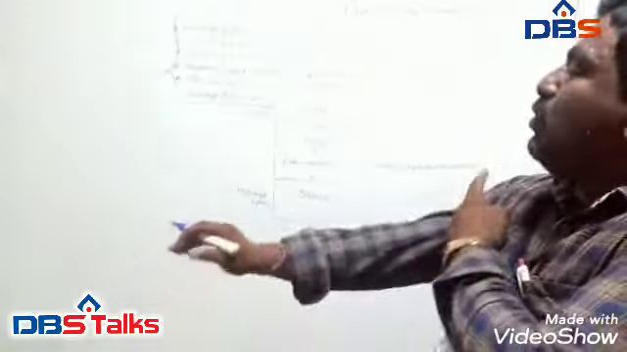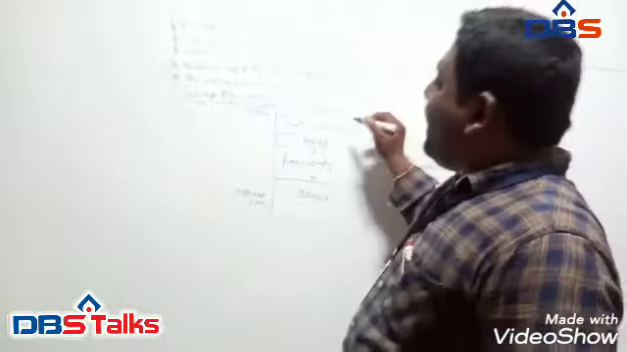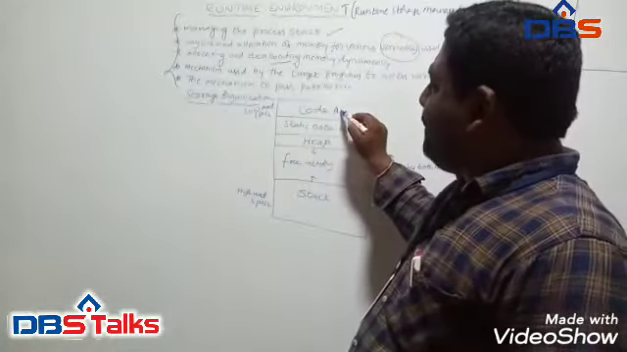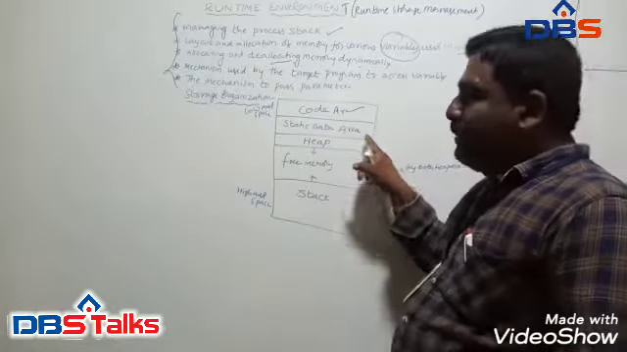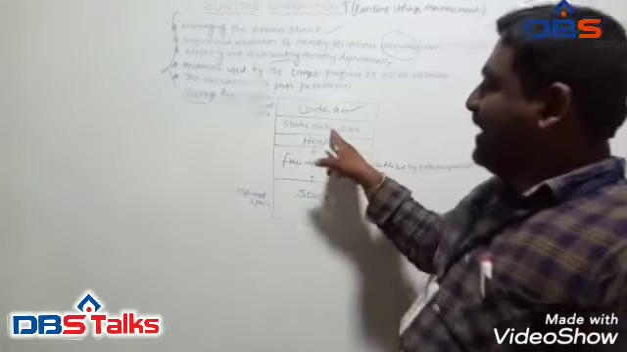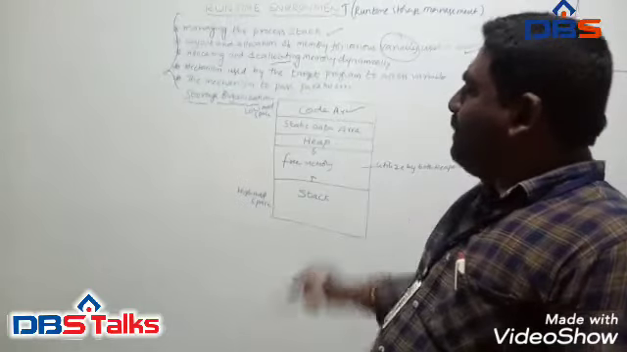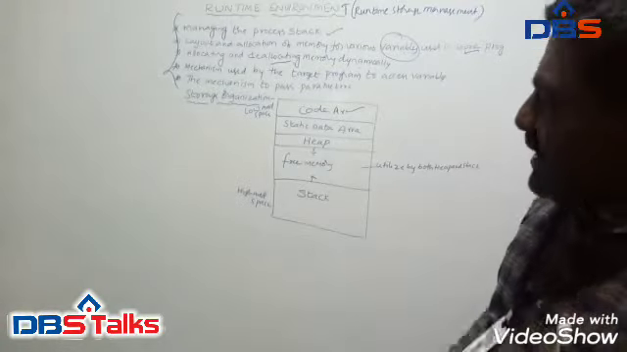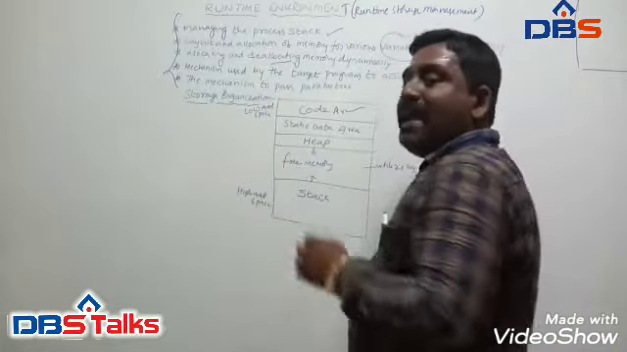Next, coming to the storage organization structure, we have the code area, the stack data area, the heap area, and the stack area. In between the heap and the stack, we have free memory. This side is the low address space and this side is the high address space.